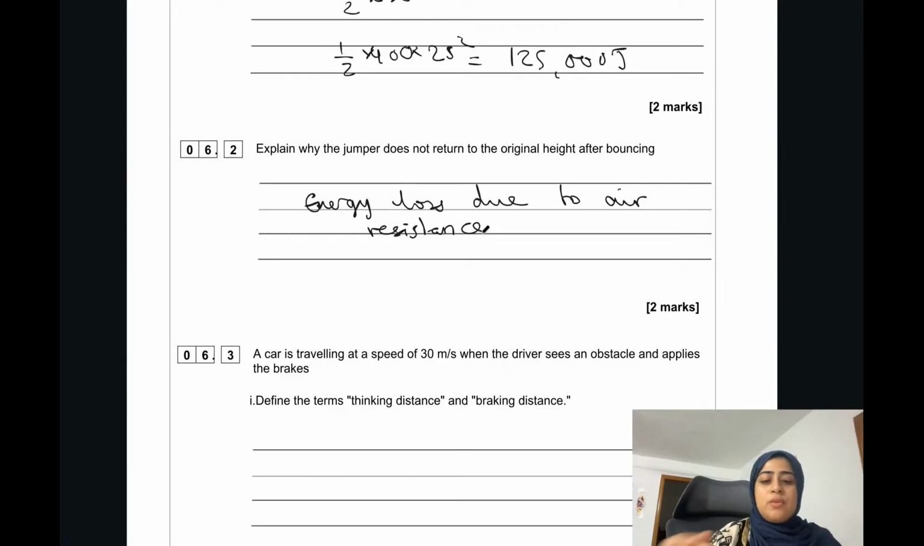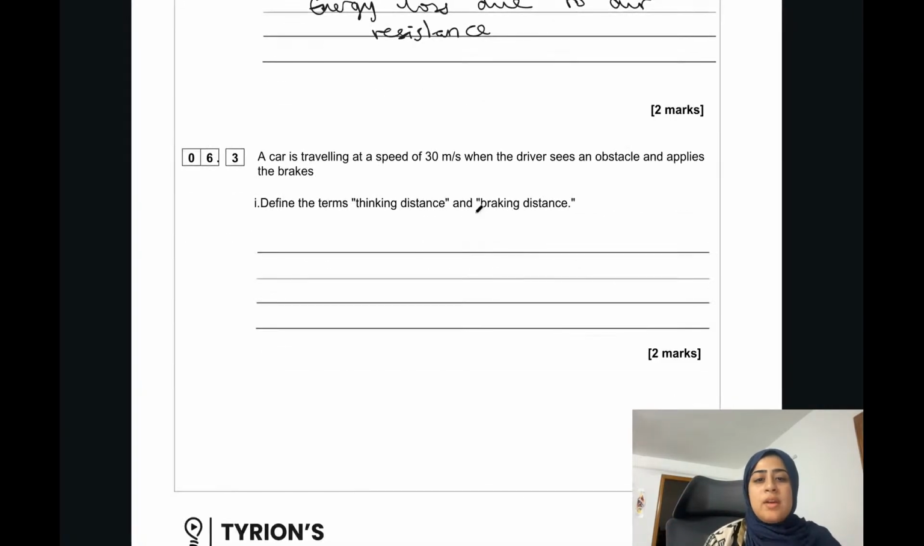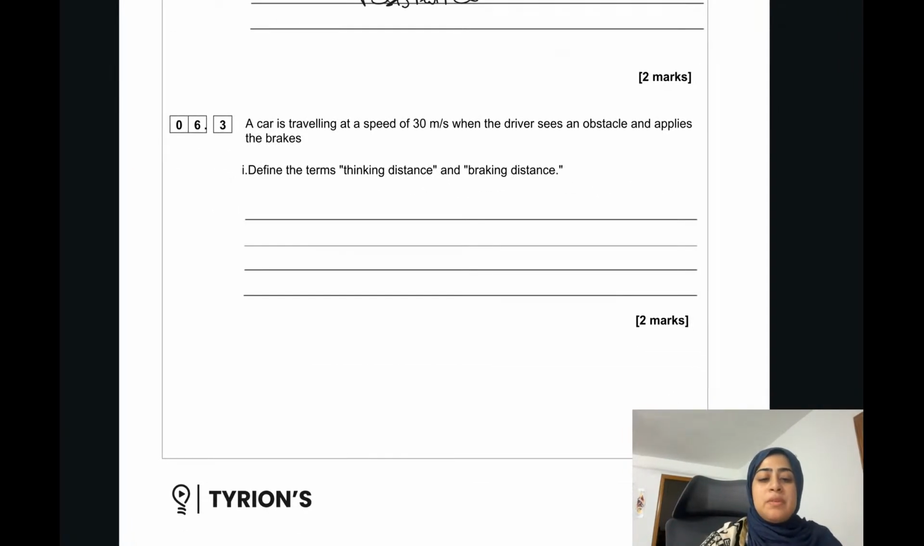And the cause of not returning to the original height. Okay, you also need to be able to define thinking distance and braking distance. Okay, so you need to understand them really well.